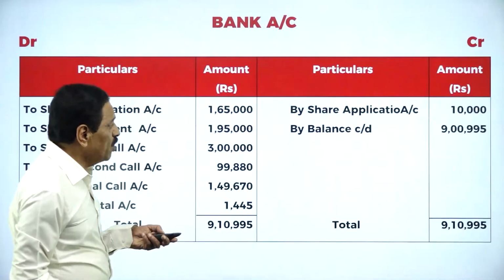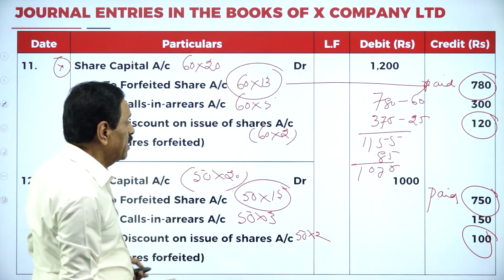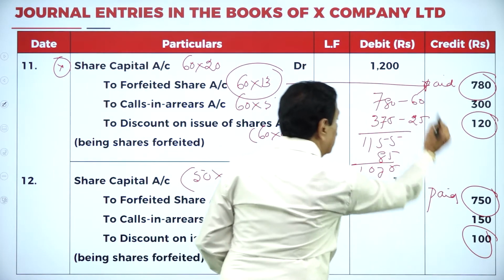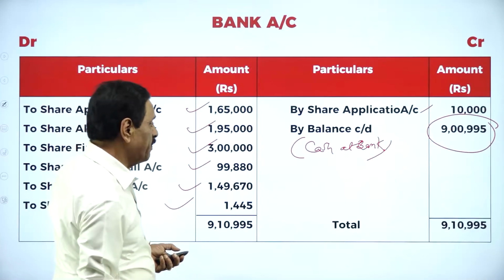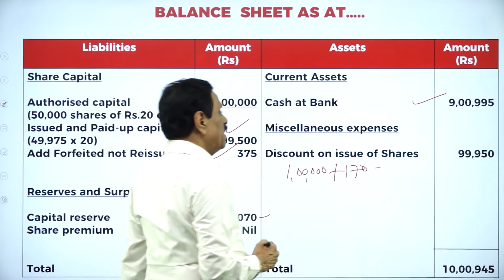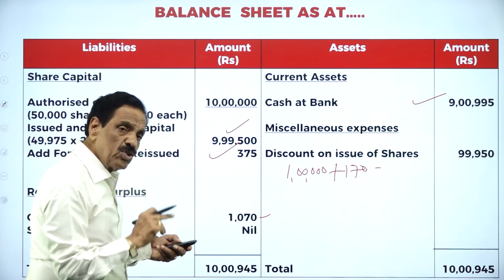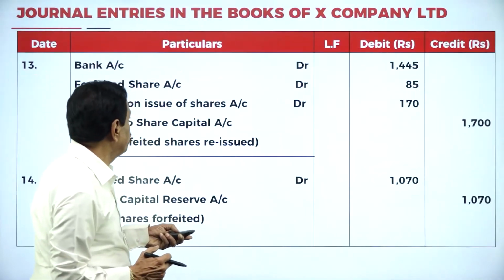Then if we go now here, 120, 100. We have got 220, and whatever the difference comes, that will go here: 99,950. So you have to show the debit and credit entry. I will explain once again.